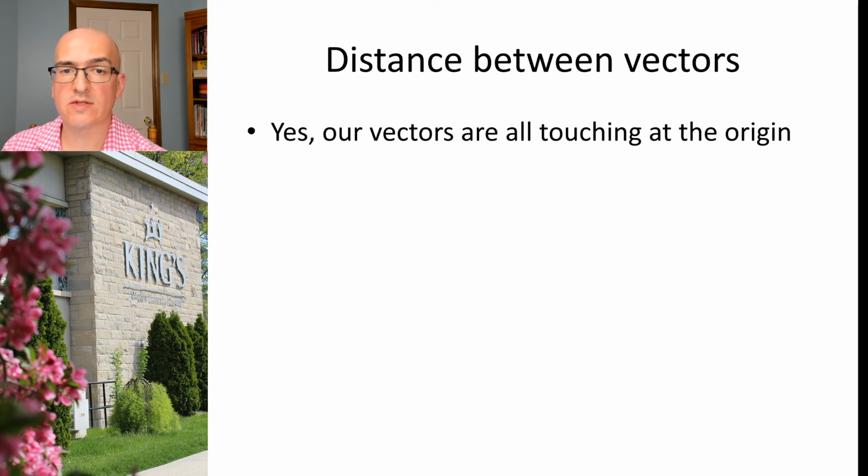The next topic is on the distance between two vectors, which may seem like a funny thing to define because since all vectors start at the point (0, 0) or (0, 0, 0), shouldn't the distance between them be 0 as well since they're all touching? No, we're going to get around that by defining the distance to be the distance between their endpoints, which could be non-zero.